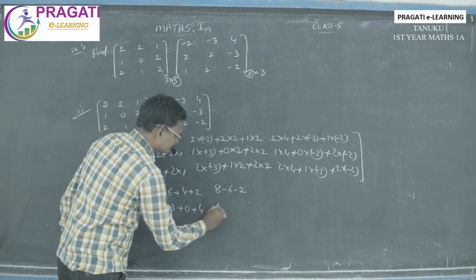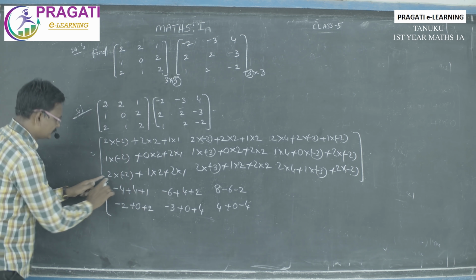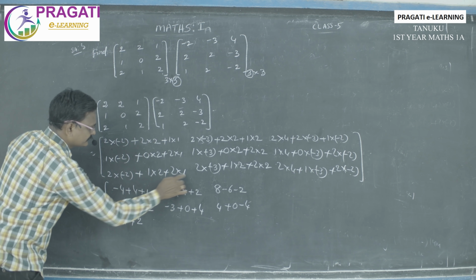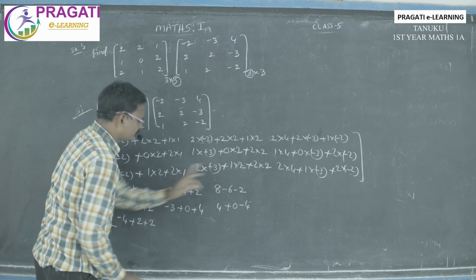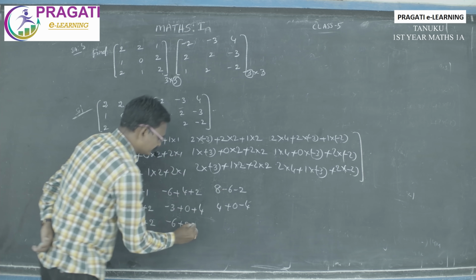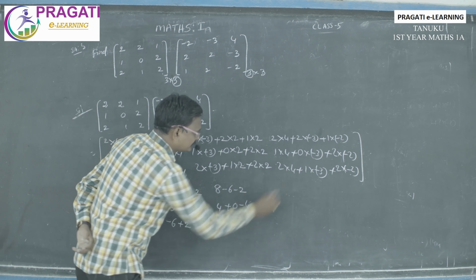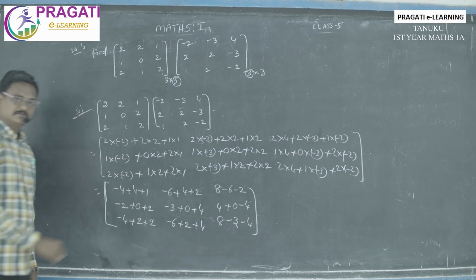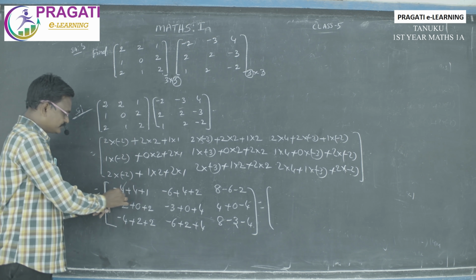So 1 into 4, 4, plus 0, next minus 4. 2 into minus 2, minus 4, plus 1 into 2, 2, plus 2 into 1, plus 2. Okay. And 2 into minus 3, minus 6, plus 1 into 2, plus 2, plus 2 into 2, plus 4. 2 into 4, 8. Next one is minus 3, and the next one is minus 4. Okay. Now you can simplify, then minus 4 plus 4 both are cancelled.